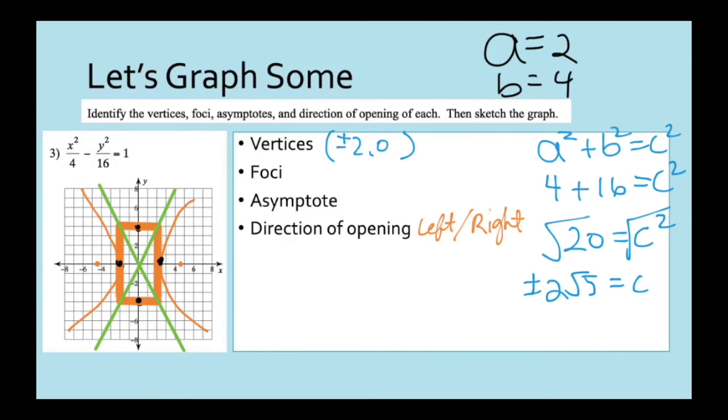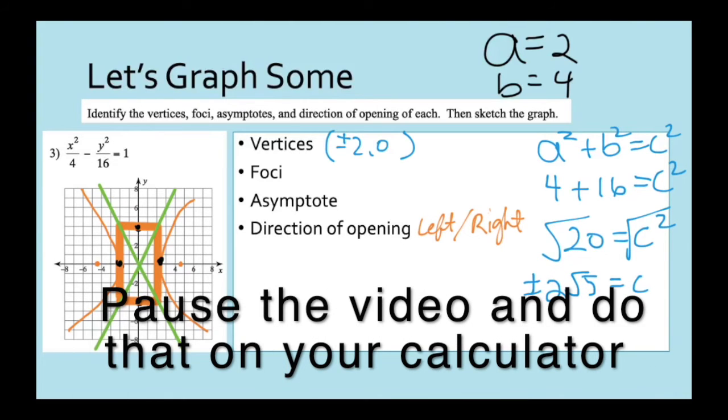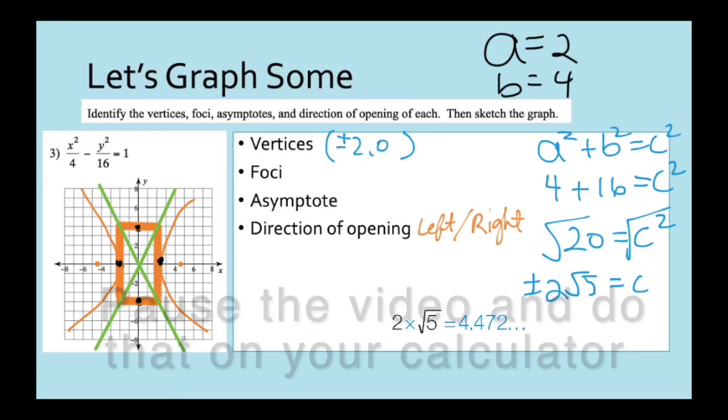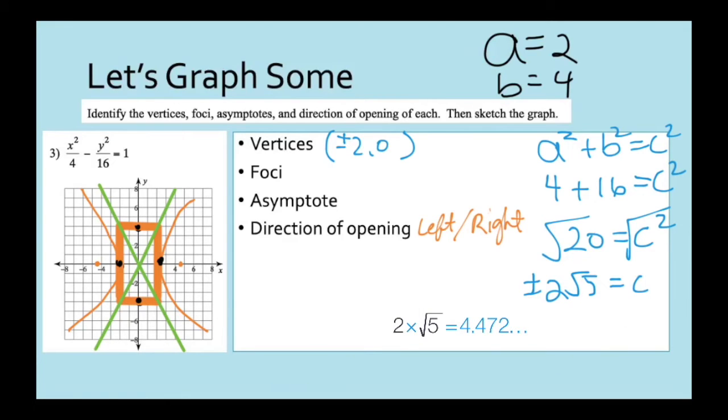That is a plus or minus since we did take the square root of both sides, and that actually makes sense because we have one on both sides. We have one at these spots here, and 2 square root 5, when I put that into my calculator, is almost 4.5, so that's why I came out here about 4.5 on each of those. So my foci are plus or minus 2 square root 5 comma 0.